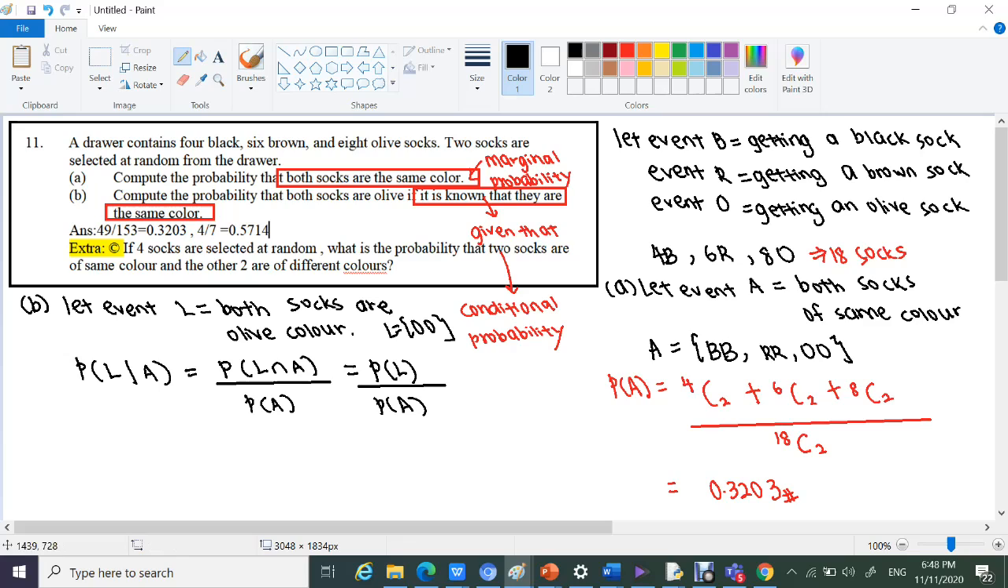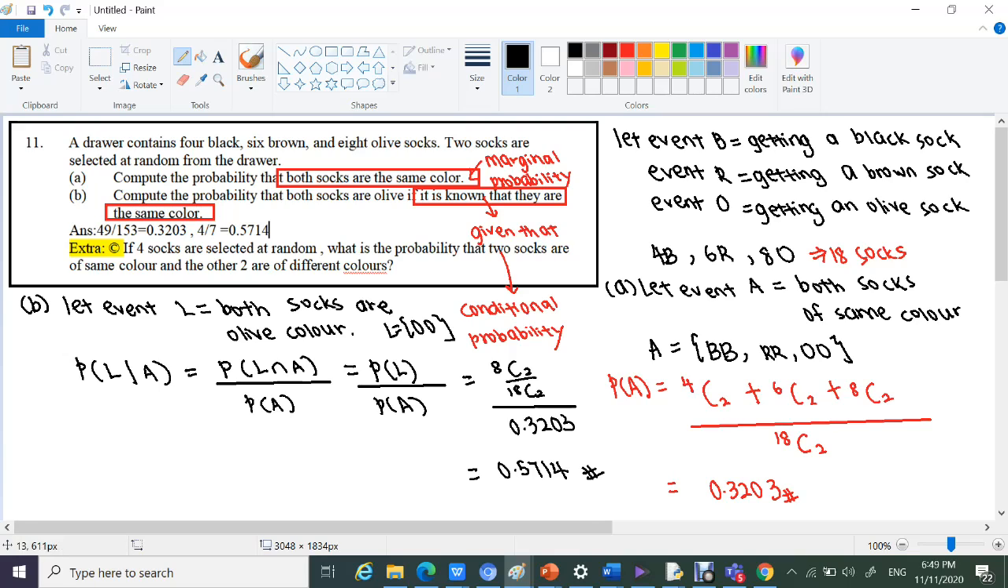Here, right? 0.3203. So in this case, our probability of PL will just be 8C2 divided by 18C2, which is 0.3203, and then we will get an answer of 0.5714. This is how we solve for question 2. We need to be careful of whether the probability is a marginal probability or a conditional probability.